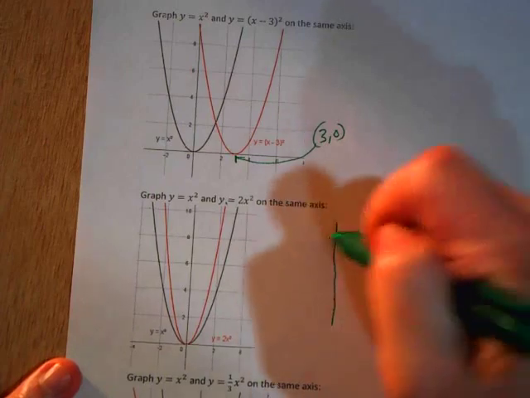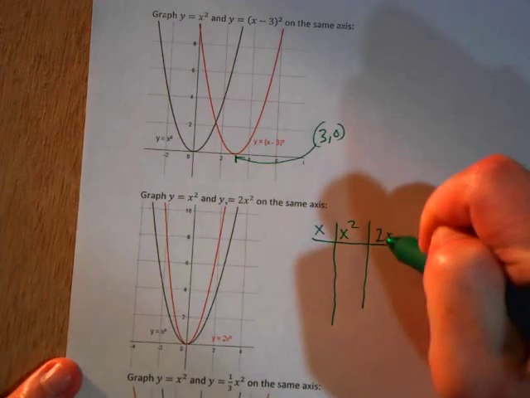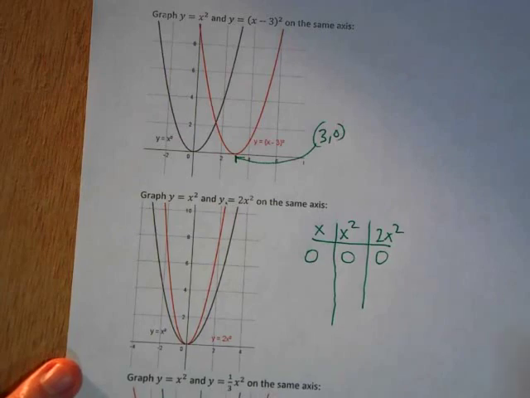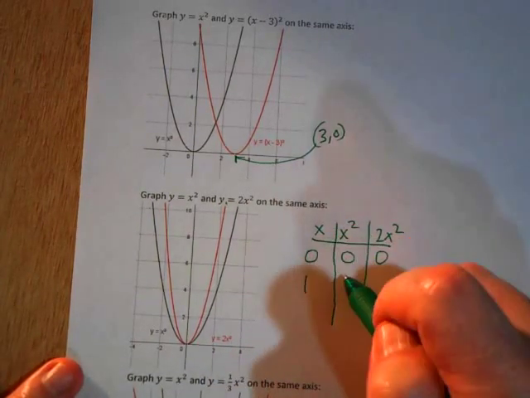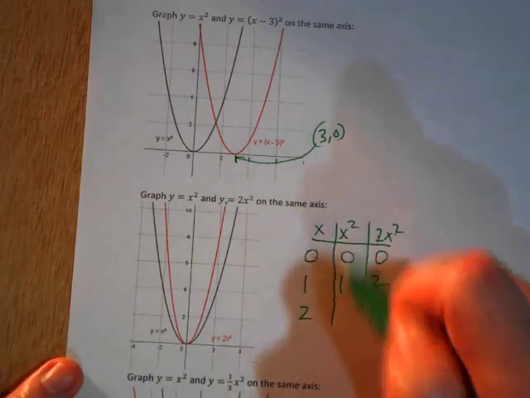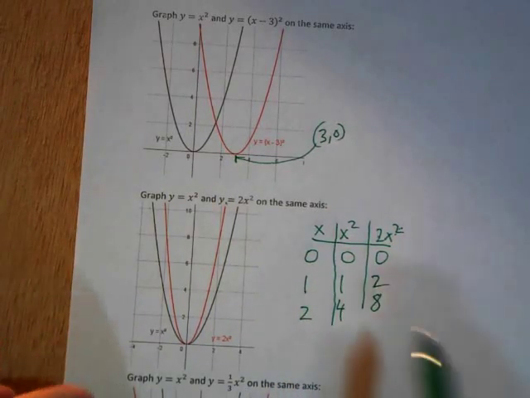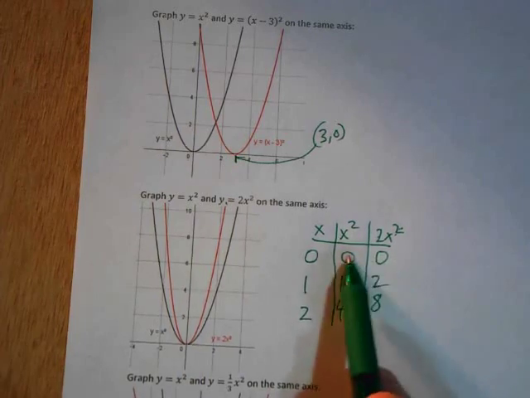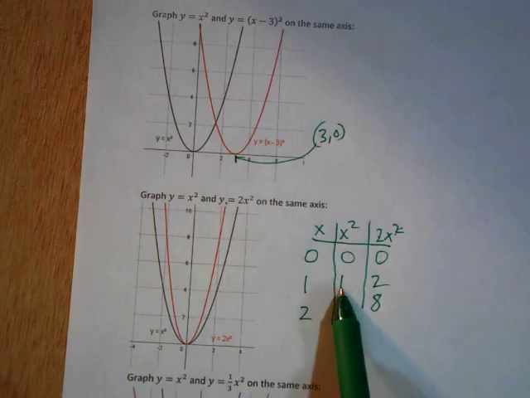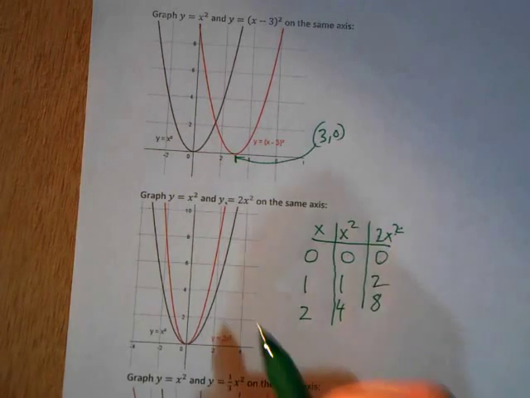And I'm going to build just a little bit of a table again here. I'm going to have x, x squared, and 2x squared. If I plug 0 in, I get 0 for all of them. Nothing changes there. If I plug 1 in, 1 squared is 1, 2 times 1 is 2. If I plug 2 in, 2 squared is 4, 4 times 2 is 8. So what's really happening here is when I plug in 0, the y numbers are exactly the same because 0 times 2 is still 0. When I plug in different numbers, whatever number I get here, I get twice as much there because I'm multiplying by 2.